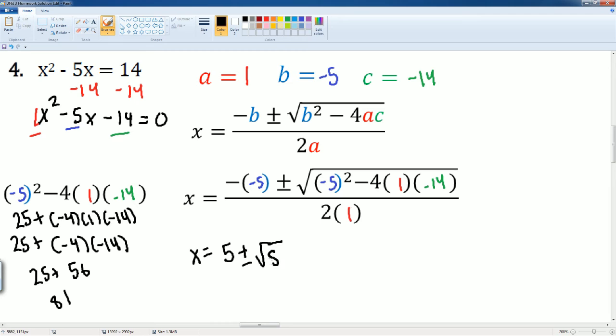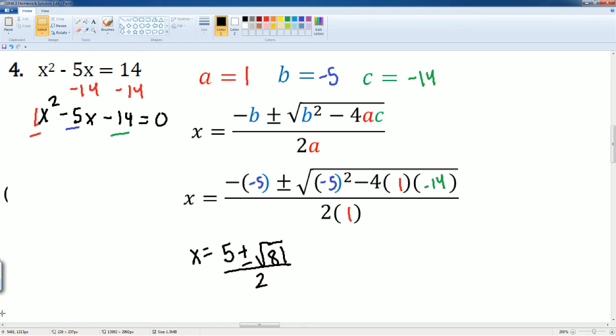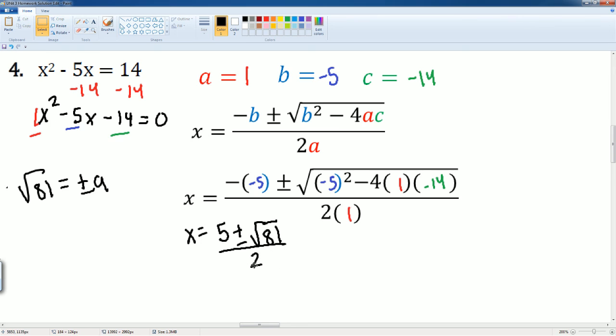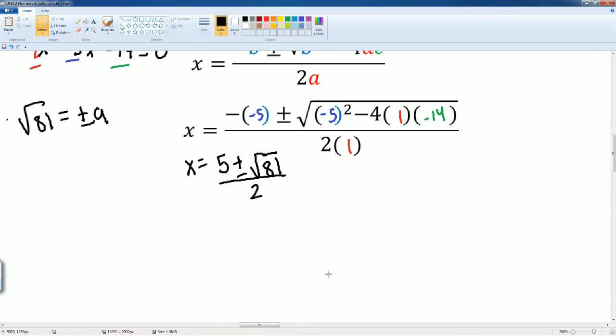You see my work? Divided by 2 times 1 is 2. Okay, I'm just going to remove this to clean up the work. But that just explained how inside that radical is 81. Please notice that the square root of 81 is equal to plus and minus 9. So we can now simplify this a little bit further. It becomes x is equal to 5 plus and minus 9 over 2.